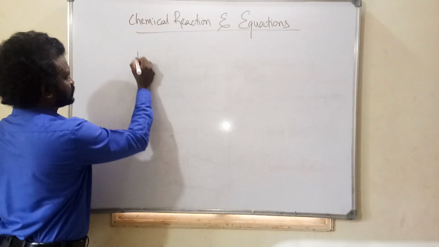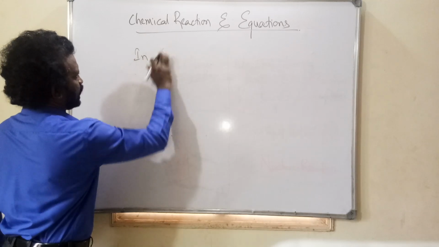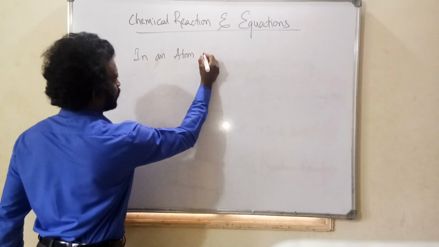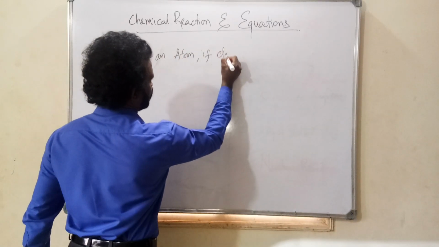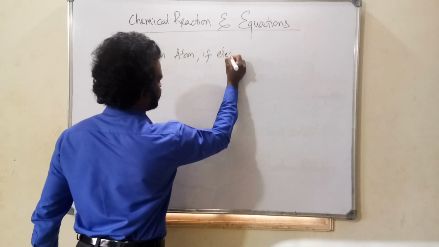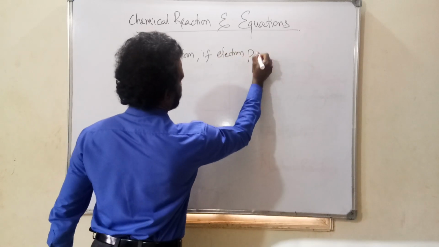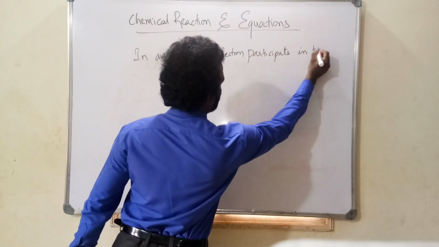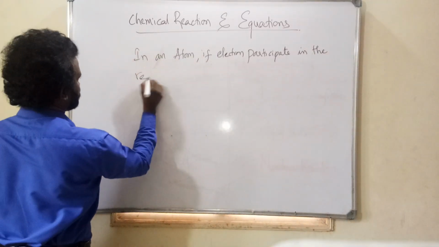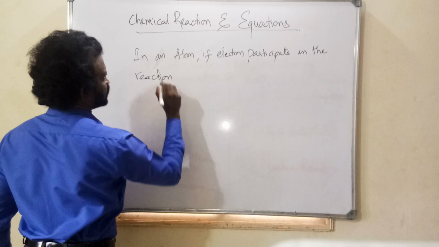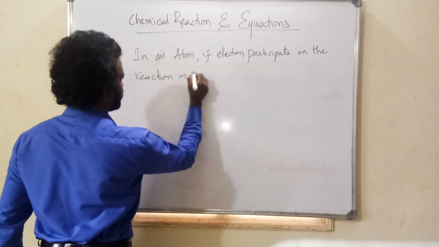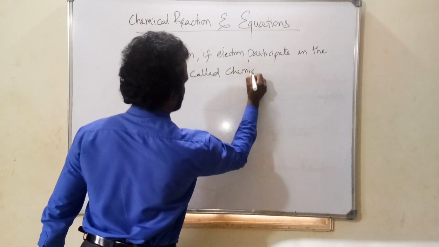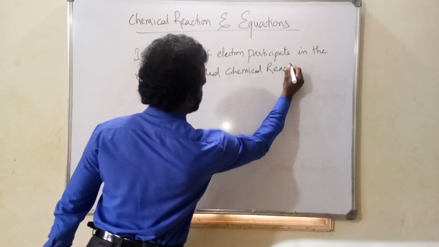In an atom, if the electron participates in the reaction, such a type of reaction is called a chemical reaction. Chemical reaction. Is it clear?